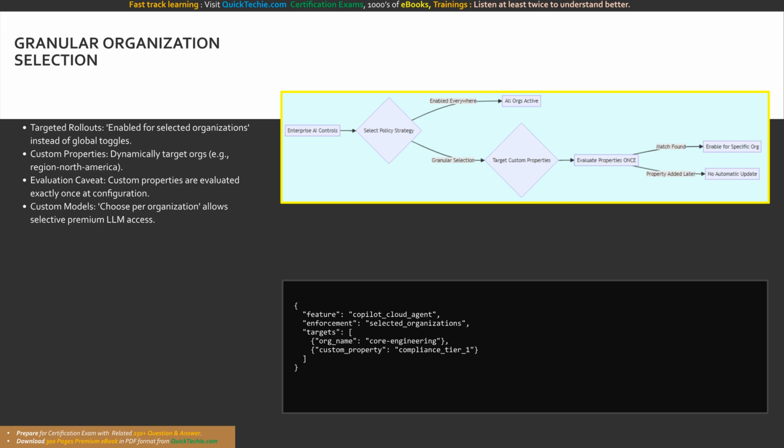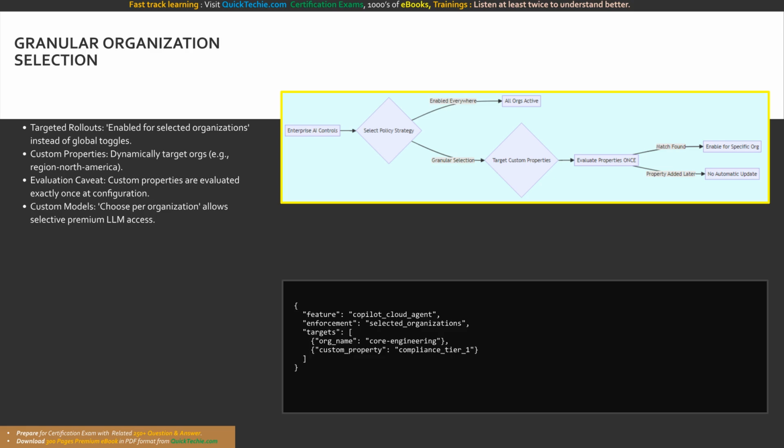Organizations can be carefully selected individually from a list, or dynamically targeted by using organization custom properties. For example, you could define a custom property that aligns with your internal compliance tiers or departmental structures, instantly enabling Copilot Cloud Agent only for organizations tagged as Region North America or Department Engineering. However, there is a critical exam caveat regarding custom properties. Using custom properties to enable the Copilot Cloud Agent is evaluated exactly once at the time of configuration. Organizations will not be automatically enabled or disabled if that custom property is added, removed, or modified later on. This is a very common trap for exam candidates.